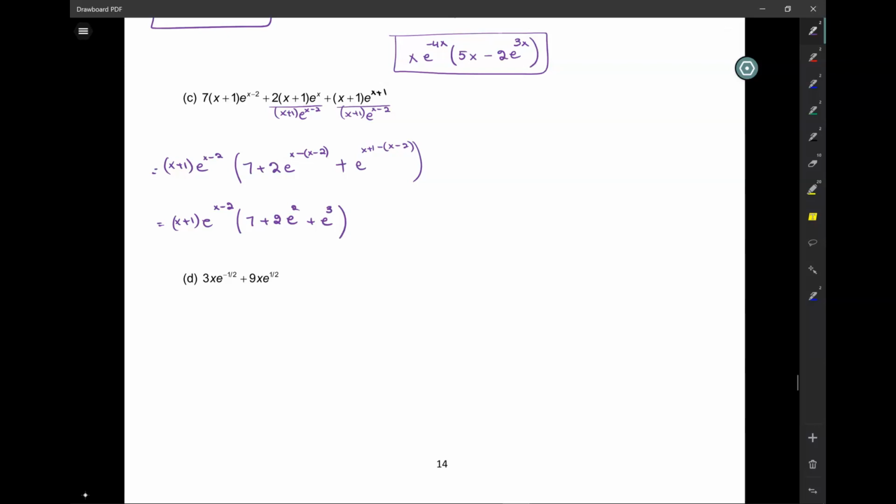We can't do anything else with that. Isn't that cool? You don't have to put it in terms of the highest degree, because they're not variables. It's just numbers. At the end of the day, this is all just a number: 7 plus 2 times 7.4 plus whatever e cubed is. Yeah. I still do not understand when you're getting x minus x.